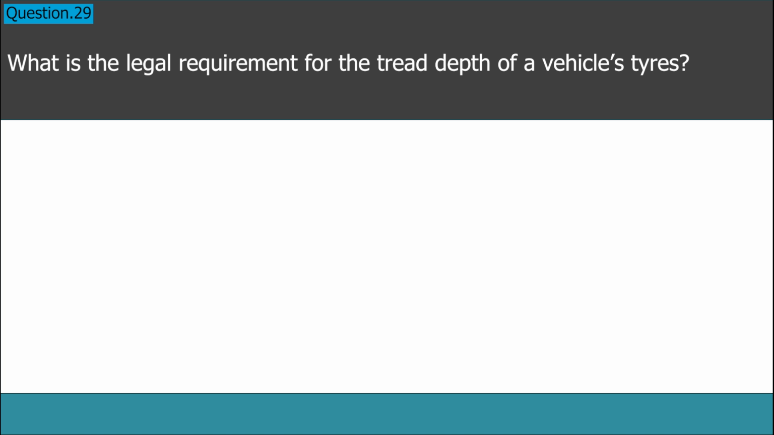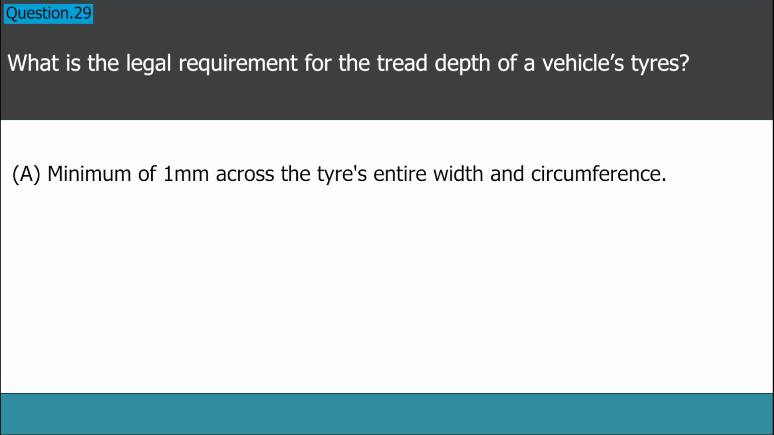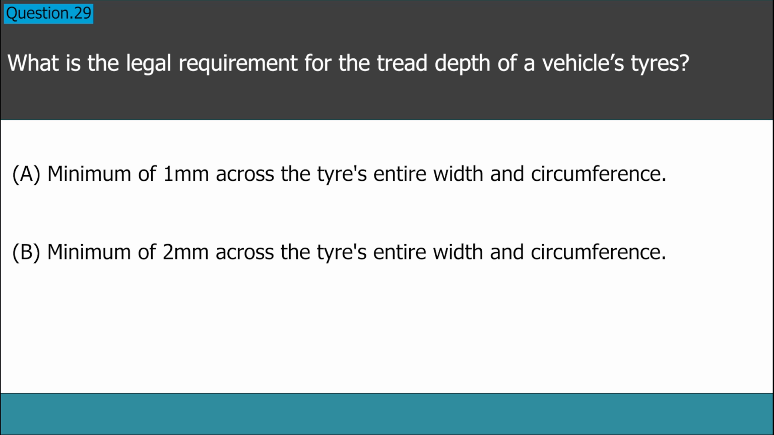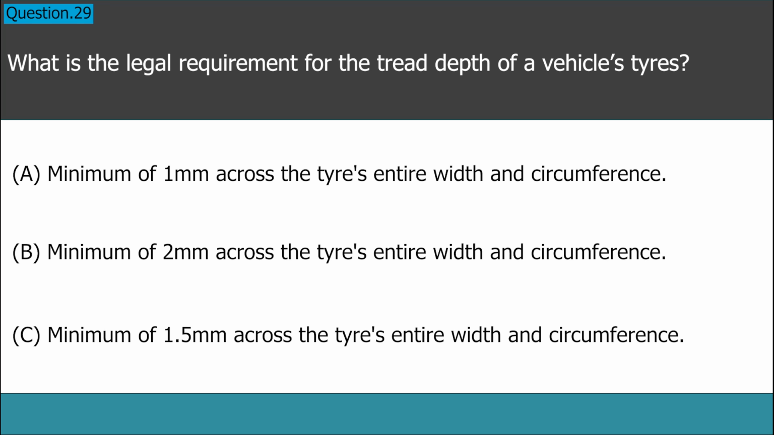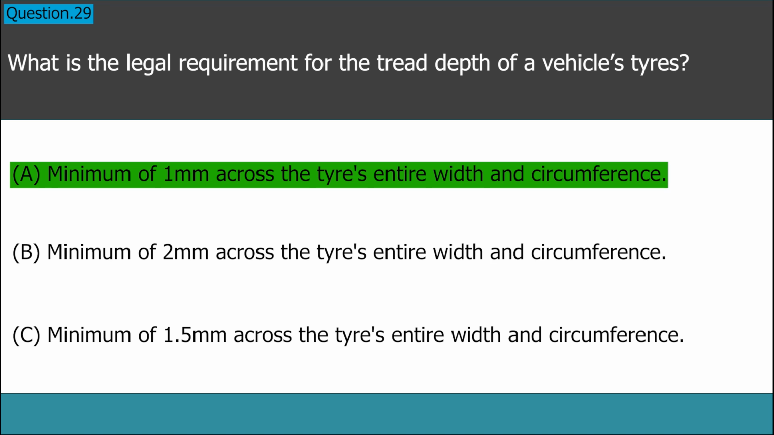What is the legal requirement for the tread depth of a vehicle's tires? A. Minimum of 1 mm across the tire's entire width and circumference. B. Minimum of 2 mm across the tire's entire width and circumference. C. Minimum of 1.5 mm across the tire's entire width and circumference. Answer: A. Minimum of 1 mm across the tire's entire width and circumference. Adequate tread depth is essential for maintaining grip and safety.